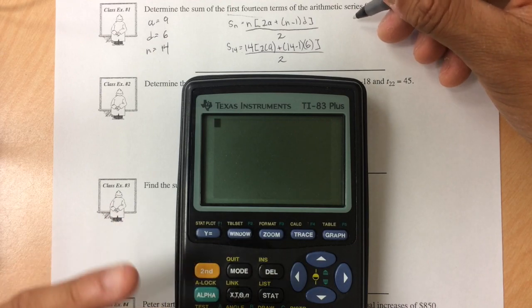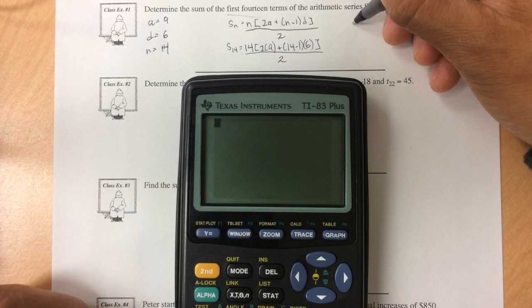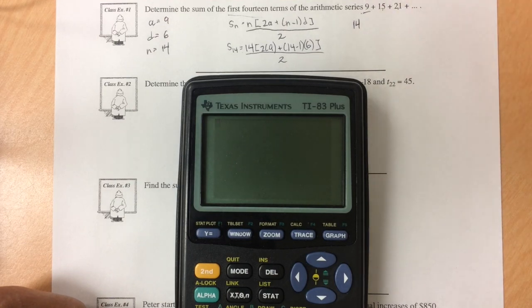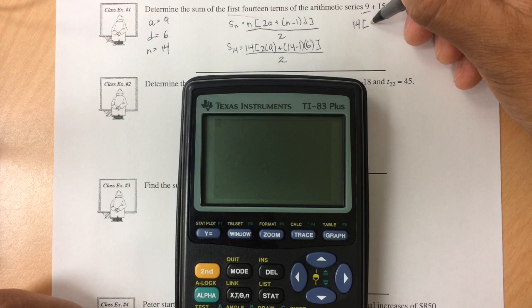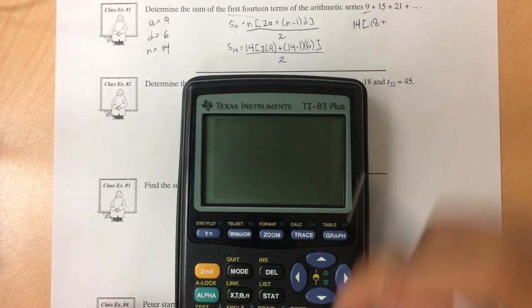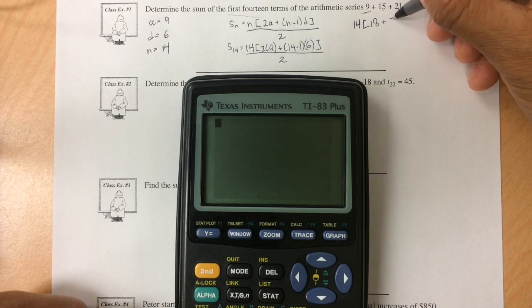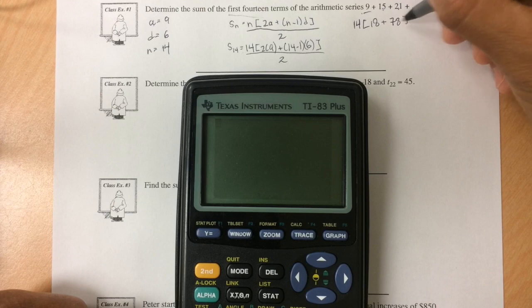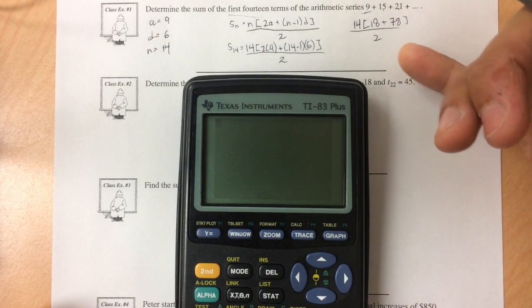But once you get more comfortable with working with these formulas, you can put it all in at once, and you'll probably have no problem there. So we have 14 multiplied by 18 plus 14 minus 1, 13 times 6, 78 plus 78, and dividing that by 2. Now this gives us something we can work with.